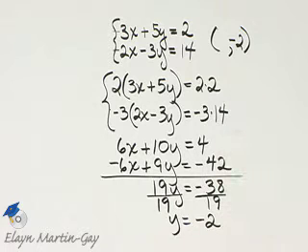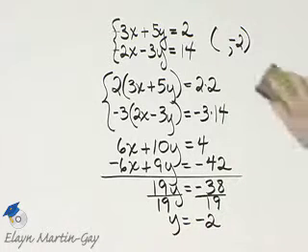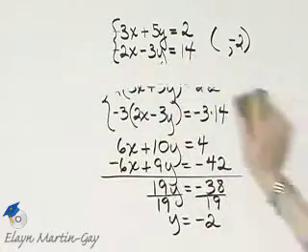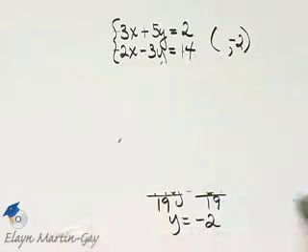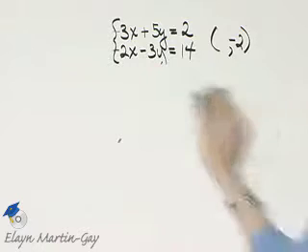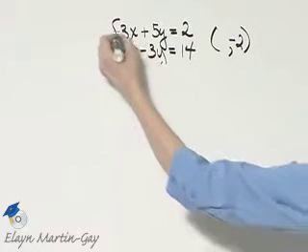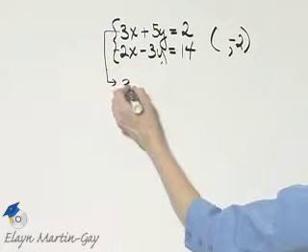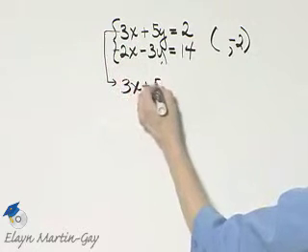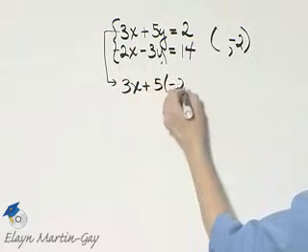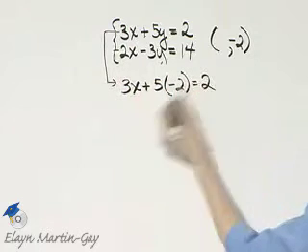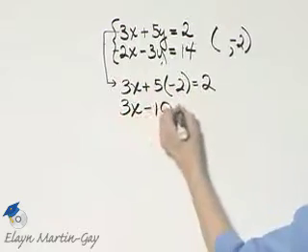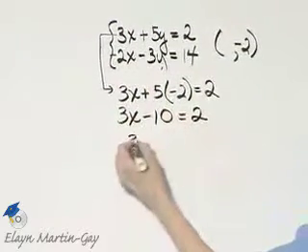Now, how do we get the corresponding x value? Choose any original equation. You can actually choose any of these equations that you've multiplied through by because they are all equivalent. And let's find the corresponding x value. I'll simply choose the first equation. 3x plus 5 times, we know y is negative 2, and now let's solve for x. 3x minus 10 is 2.